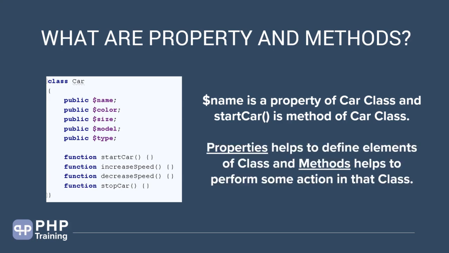Properties help to define elements of a class. This is what we have seen previously. And methods help to perform some action in that class. The methods will use those properties to store the data, or to help perform that action. Well, that's the purpose of naming them properties and methods. They are basically elements and actions of that class.